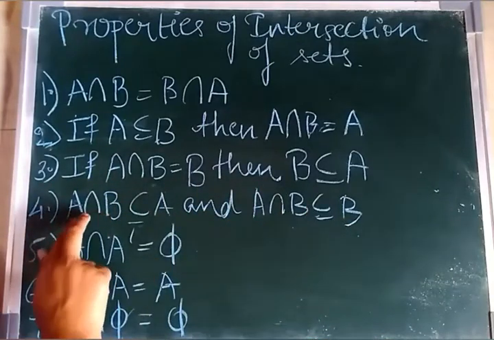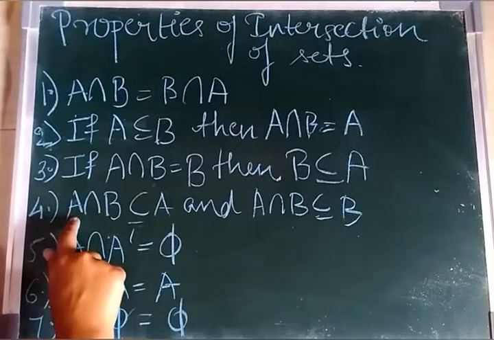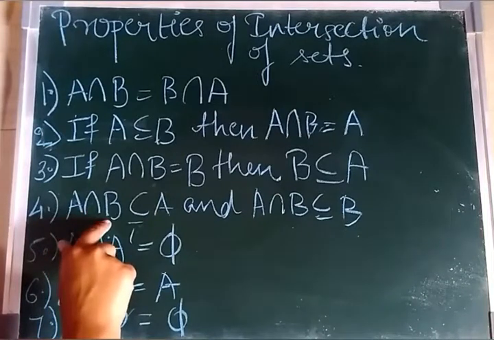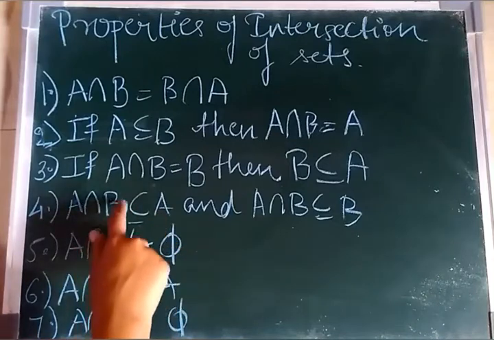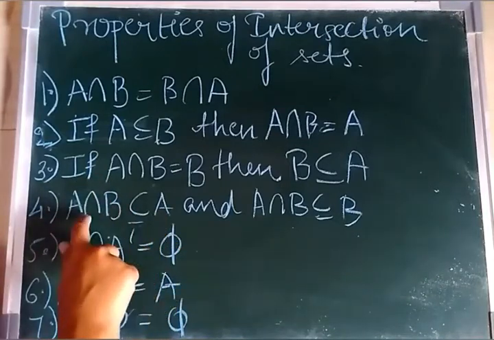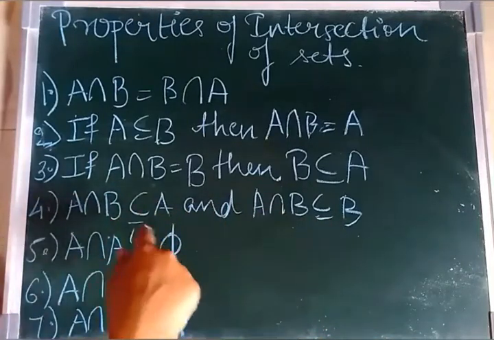Intersection means we are picking those elements which are common to A and B. That means which are there in A also and which are there in B also. So that particular set will be a subset of A, because all these elements will be in A. Similarly, all the elements here should be in B by the definition of intersection.